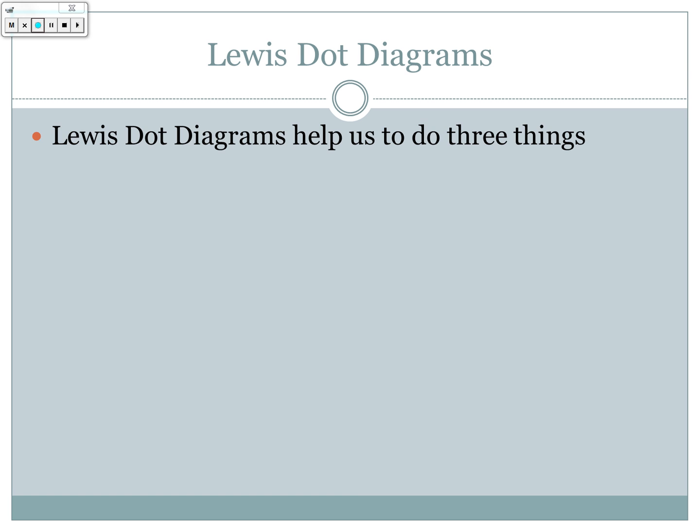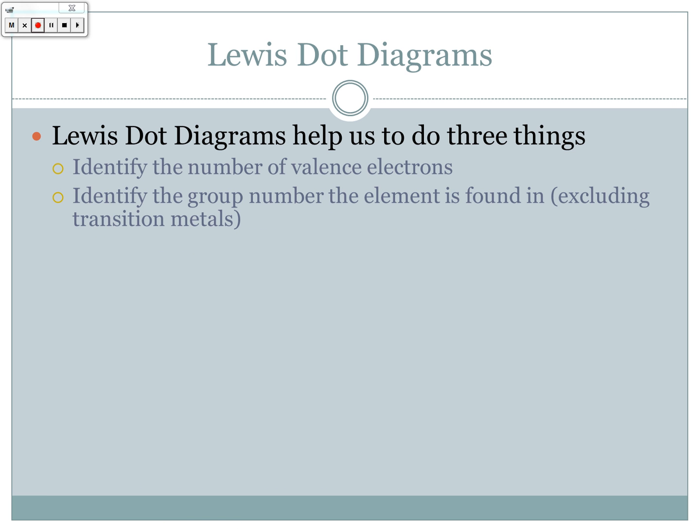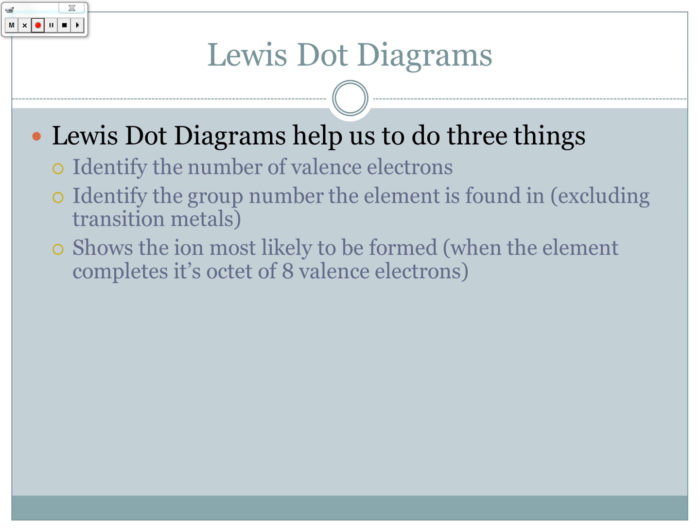Now, all of this information about valence electrons can be applied to a Lewis dot diagram. Lewis dot diagrams help us to do 3 things. They identify the number of valence electrons an element has. They can then identify the group number the element can be found in, excluding transition metals. And finally, they can show us the ion most likely to be formed when an element completes its octet of 8 valence electrons.